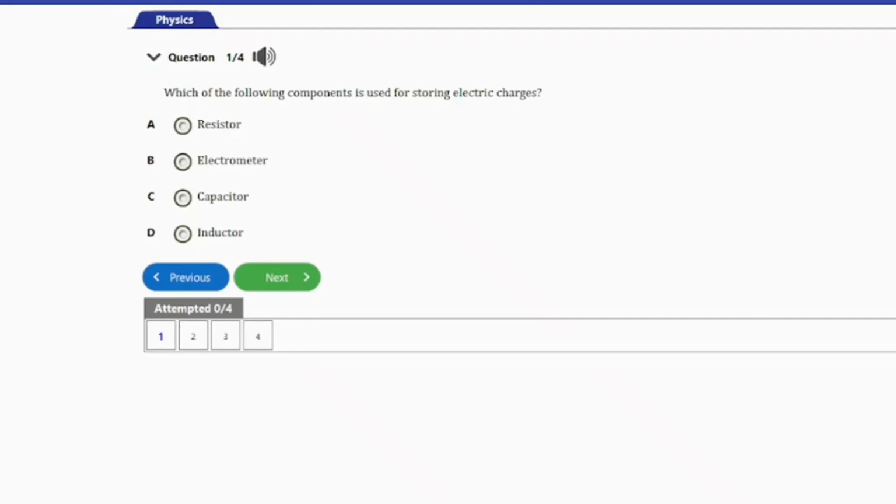It says, which of the following components is used for storing electric charges? We have A, resistor, B, electrometer, C, capacitor, D, inductor. So guys, the answer to this question is option C, and that's the capacitor. So that's it for this question. Let's go ahead and consider the next question. So that's question number 2 here.